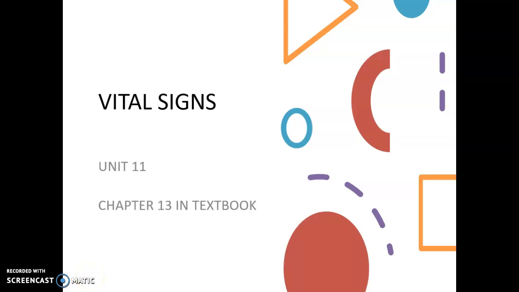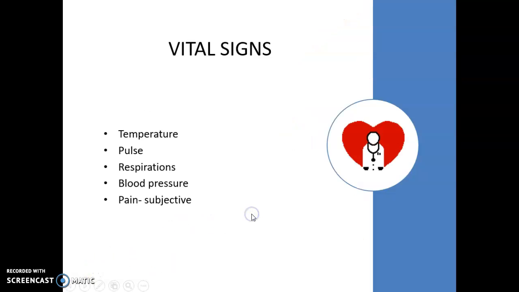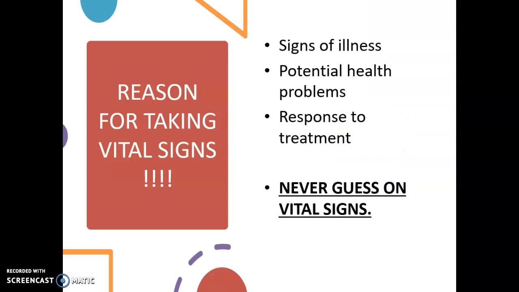Okay, welcome back, class. We are continuing with Unit 11, Vital Signs, which is Chapter 13 in your book. Vital signs include temperature, pulse, respiration, sometimes abbreviated as TPR, blood pressure, obviously abbreviated as BP, and then pain, which is subjective. The reason for taking vital signs is to check for signs of illness, potential health problems, and the response to treatment.